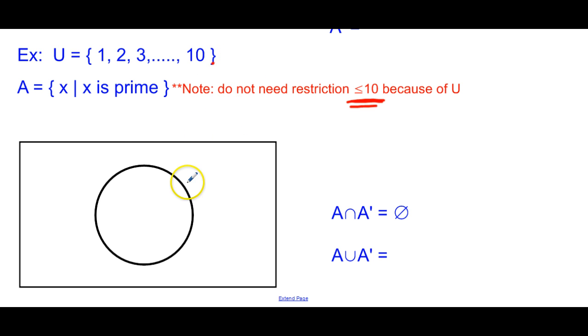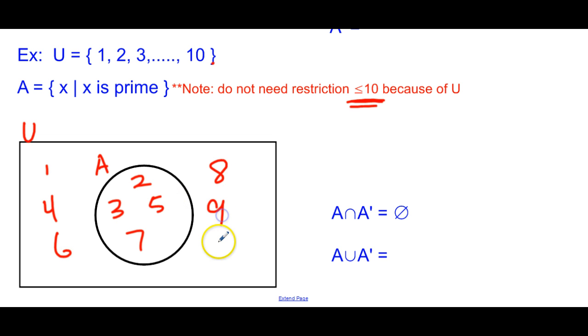So if we're to write our numbers, A is this circle right here. This is going to be your universal set. Let's write our numbers inside. The only things that can go inside A are the prime numbers: 2, 3, 5, and 7. Everything else goes on the outside: 1, 4, 6, 8, 9, and 10. This right here is your universal set. A, again, is your prime numbers.